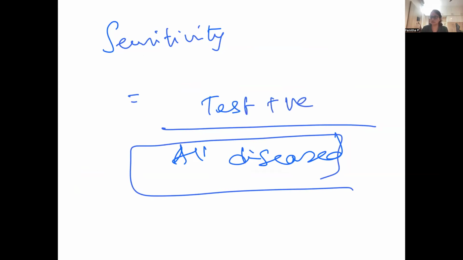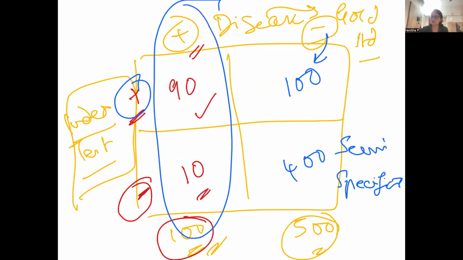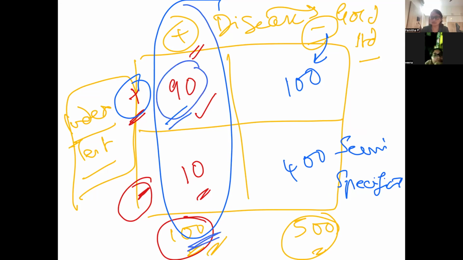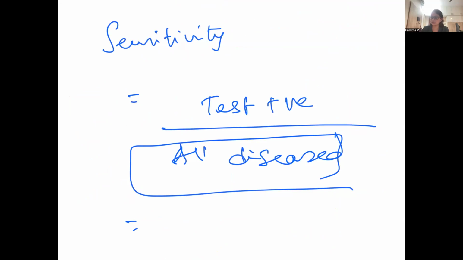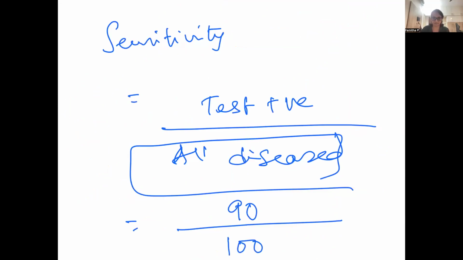Out of that, how many of them will get a test positive? That is your sensitivity. So if you go back to your table, you will find that out of all those who have got the disease, 100, how many have tested positive? 90. So the sensitivity of this particular test that you're talking about on the left side of your 2x2 table is 90%.